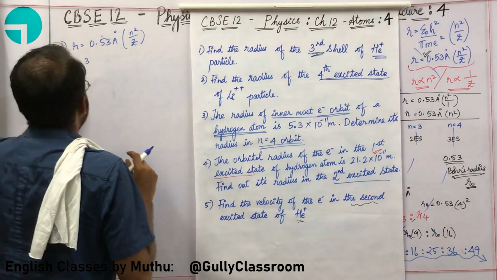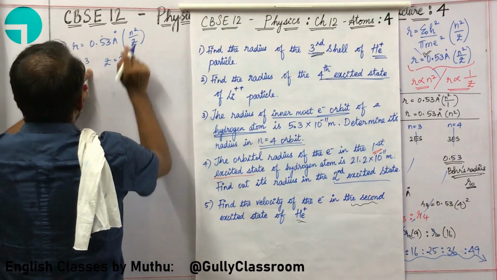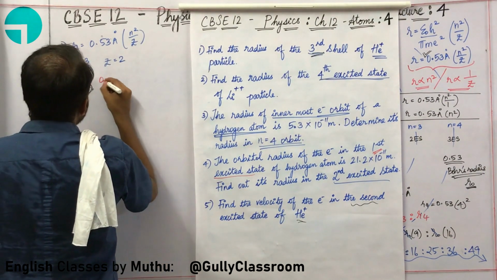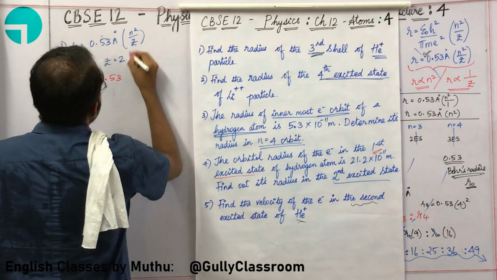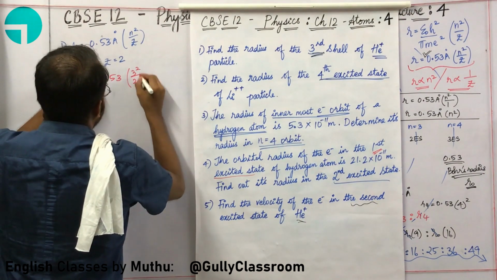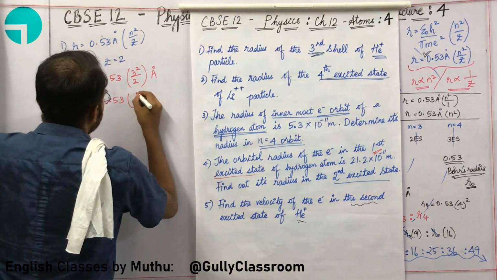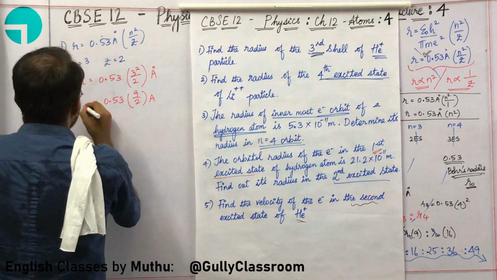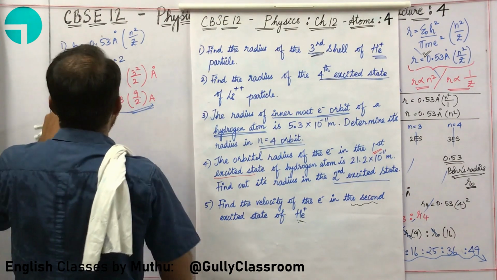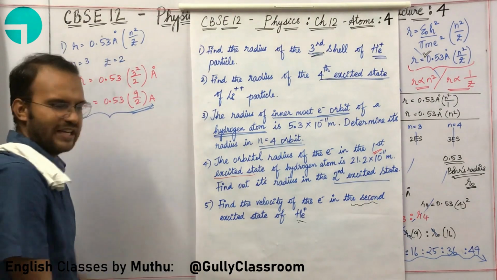What is the next thing? n is equal to 3 for helium. Z, the atomic number, is equal to 2. I am going to substitute these particular values over here. R is equal to 0.53. So what is n square? n square is 3 square divided by 2 angstrom. So this can be written as 0.53 times 9 by 2 angstrom. This is basically the radius value they are asking for. You can mathematically calculate this value. Am I right? Okay, let us go for the second problem.